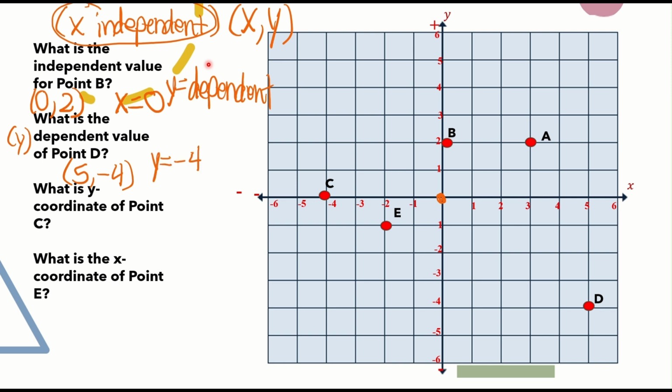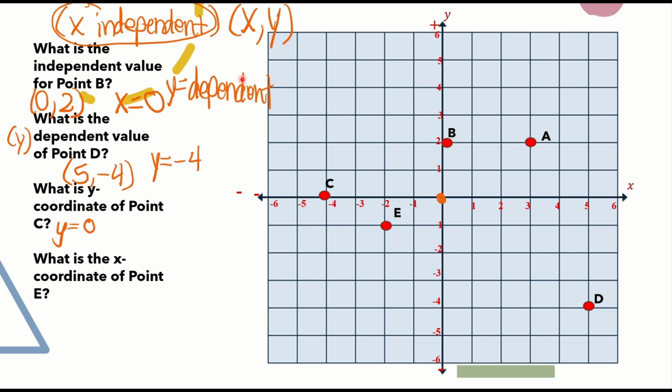Let's continue. So remember that y coordinate and x coordinate is the same thing as my independent and dependent. So in this case, we're just looking for my dependent value. Let's find the ordered pair for C. I go over a negative 4. I don't go up any. So in this case, it hits the y-axis at 0. Y is equal to 0.